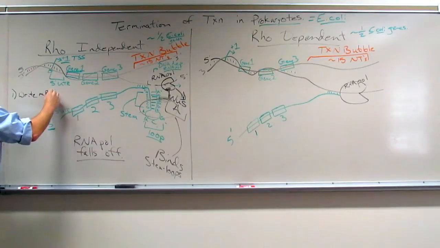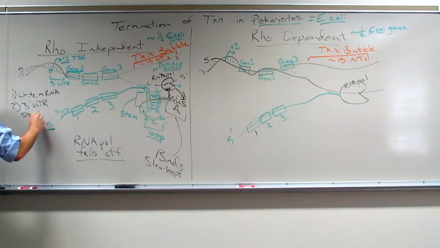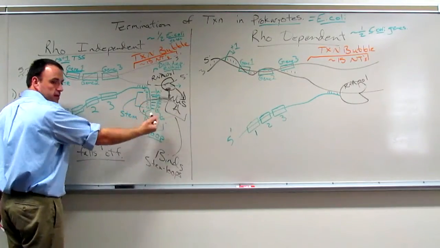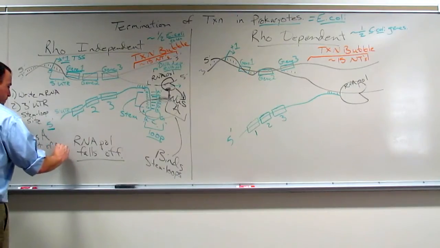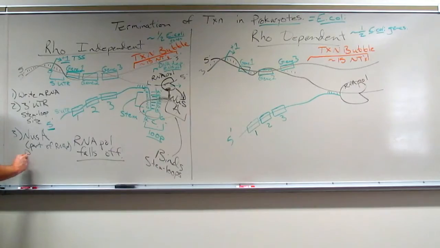mRNA. 2, in the 3' UTR, usually exists a stem loop, a stem loop site. I made this one up, but as you can see, it's self-complementary. 3, NusA, which is part of the RNA pol, binds to the stem.